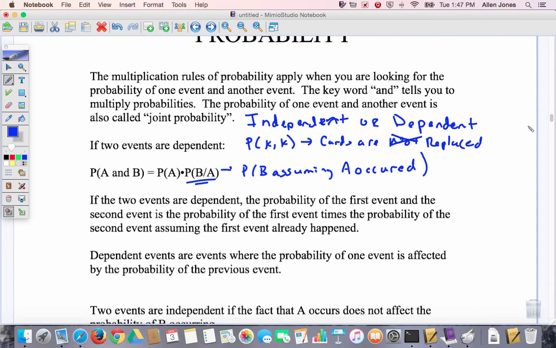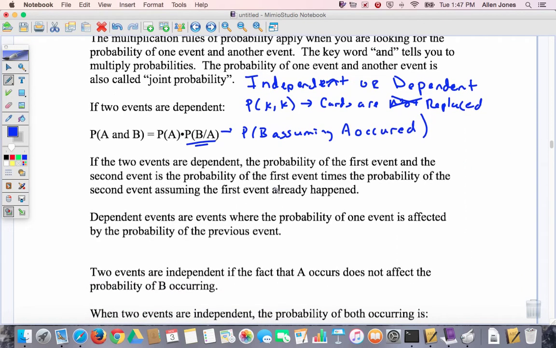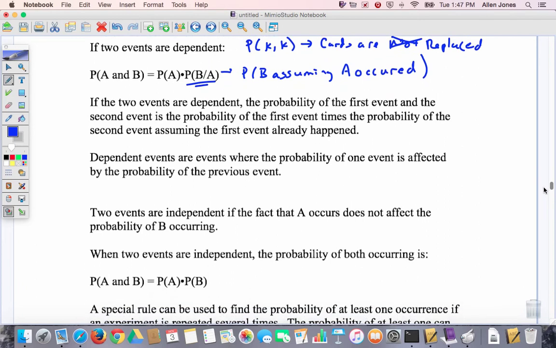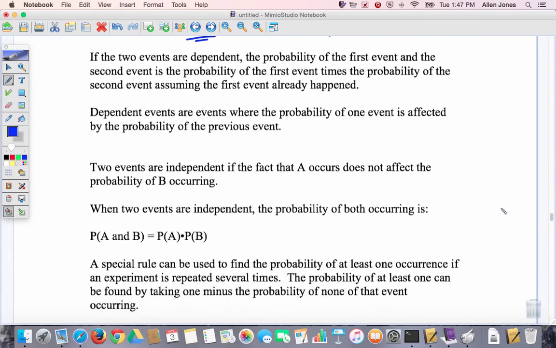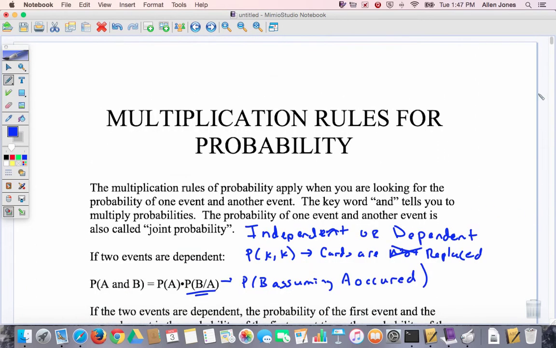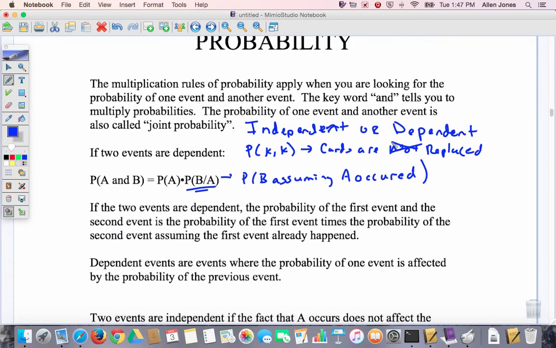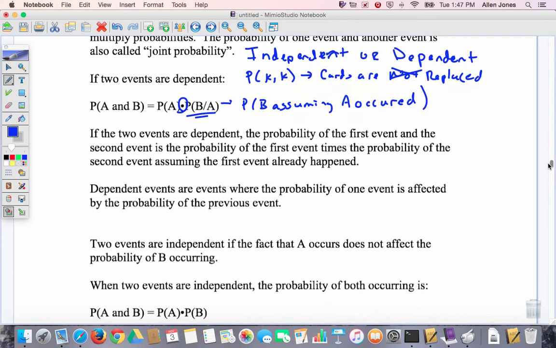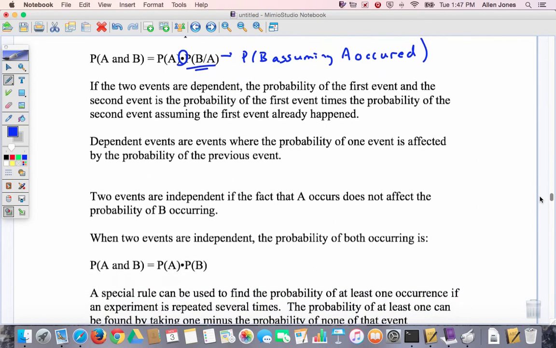Okay, so right here it spells it out. Dependent events are events where the probability of one event is affected by the probability of the previous event. And our deck of cards probably gives us the best illustration of that. Also noting here that back in our addition rules, we added our probabilities together, and notice that we are multiplying these 2 probabilities together. A probability of A times a probability of B, assuming that A has occurred.